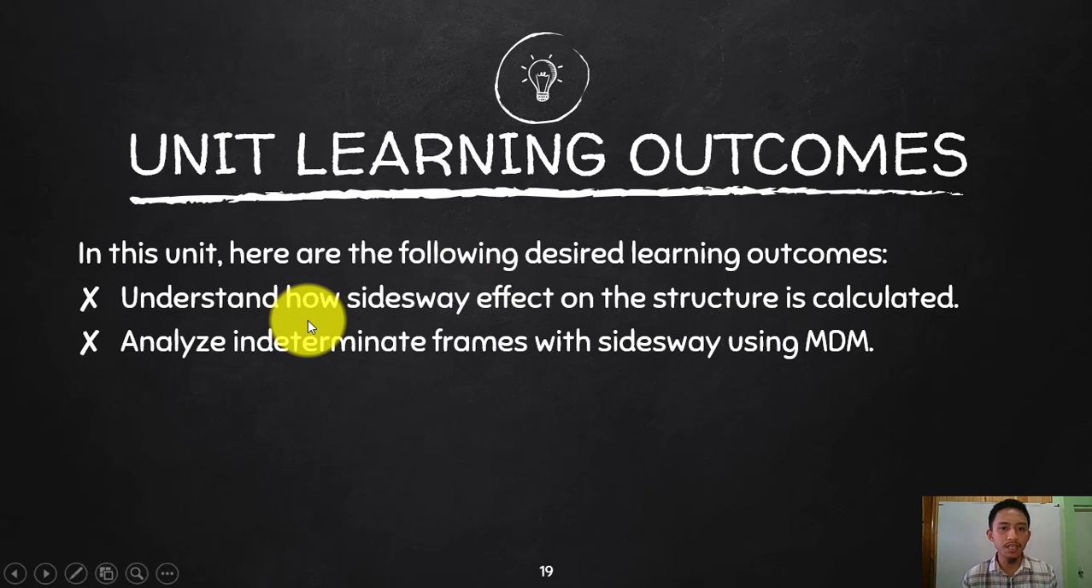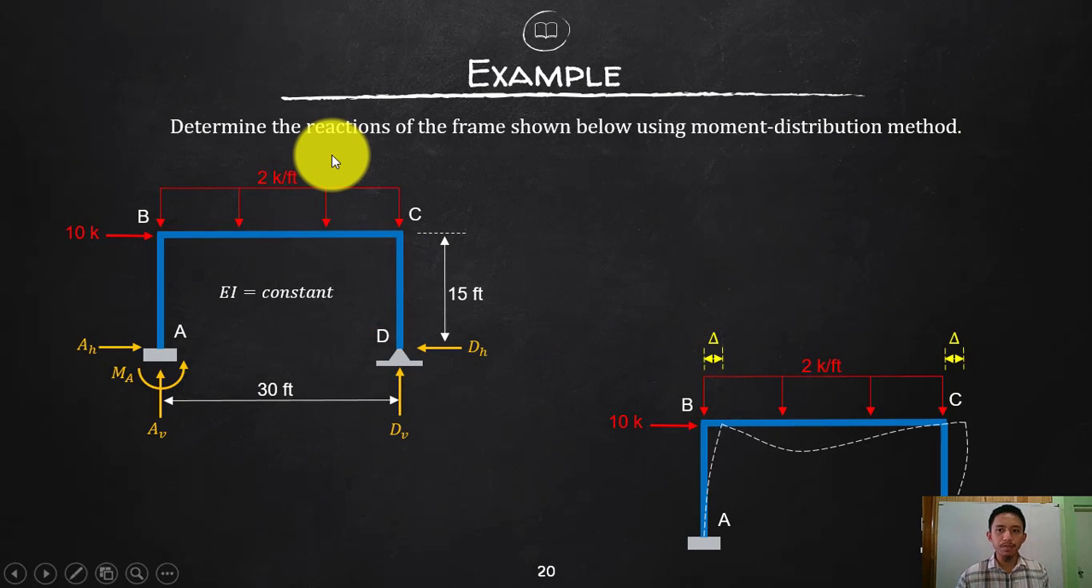First is to understand how Sidesway effect on the structure is calculated. Okay, and then of course to analyze totally your indeterminate frame with Sidesway using your MDM or moment distribution method. Okay, so let's have an example, okay, to discuss that. So determine the reactions of the frame shown below using moment distribution method.